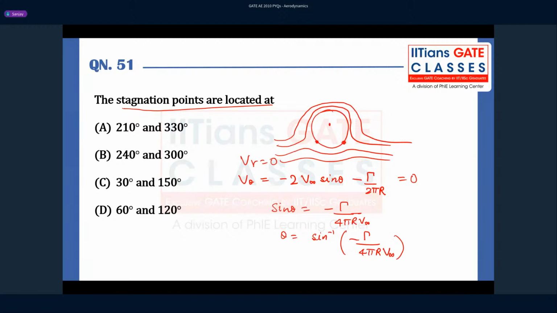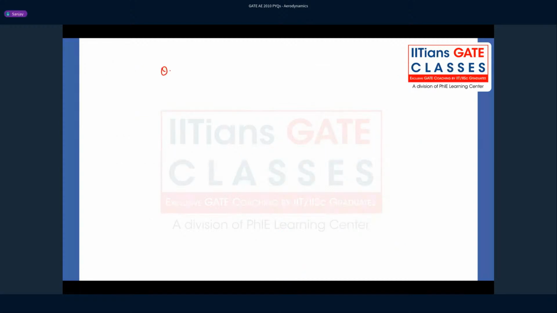You substitute the values, what will you get? Theta is equal to sine inverse of gamma, which is 50 pi, by 4 pi, r is 1 and V infinity was 25. The pi cancels, and we get 2, and there's a minus sign here. So theta is equal to sine inverse of minus 1 by 2. So what is sine inverse minus 1 by 2, guys?